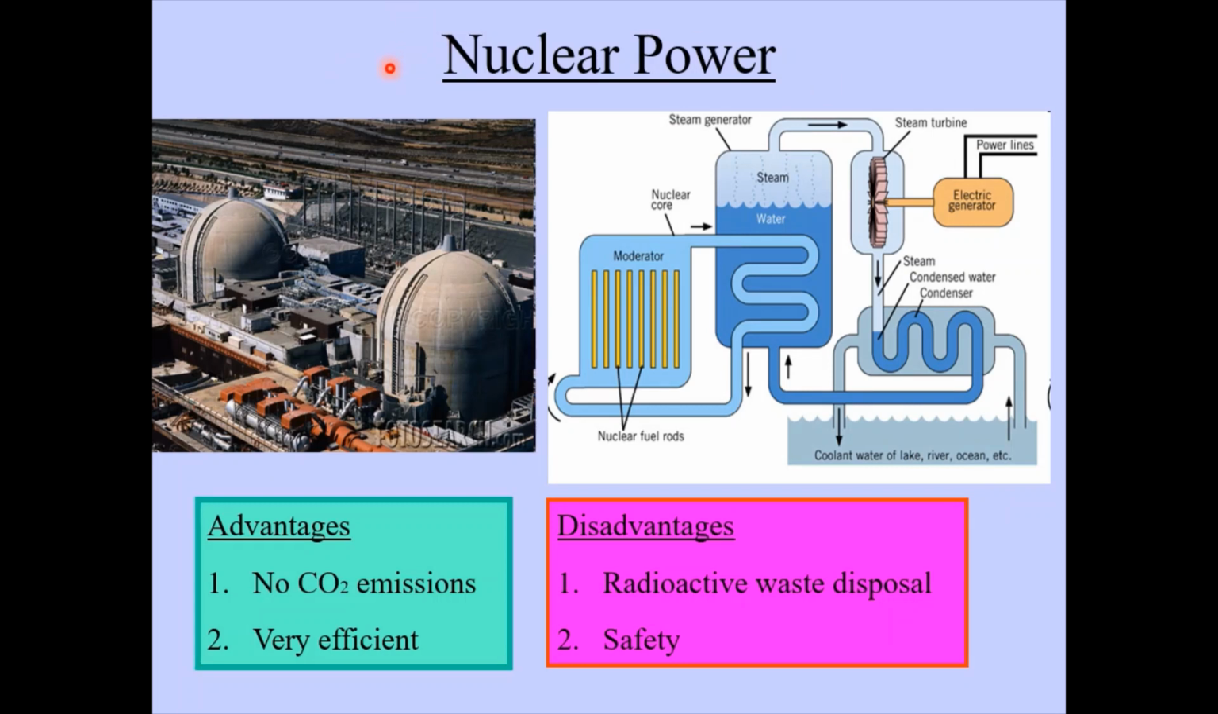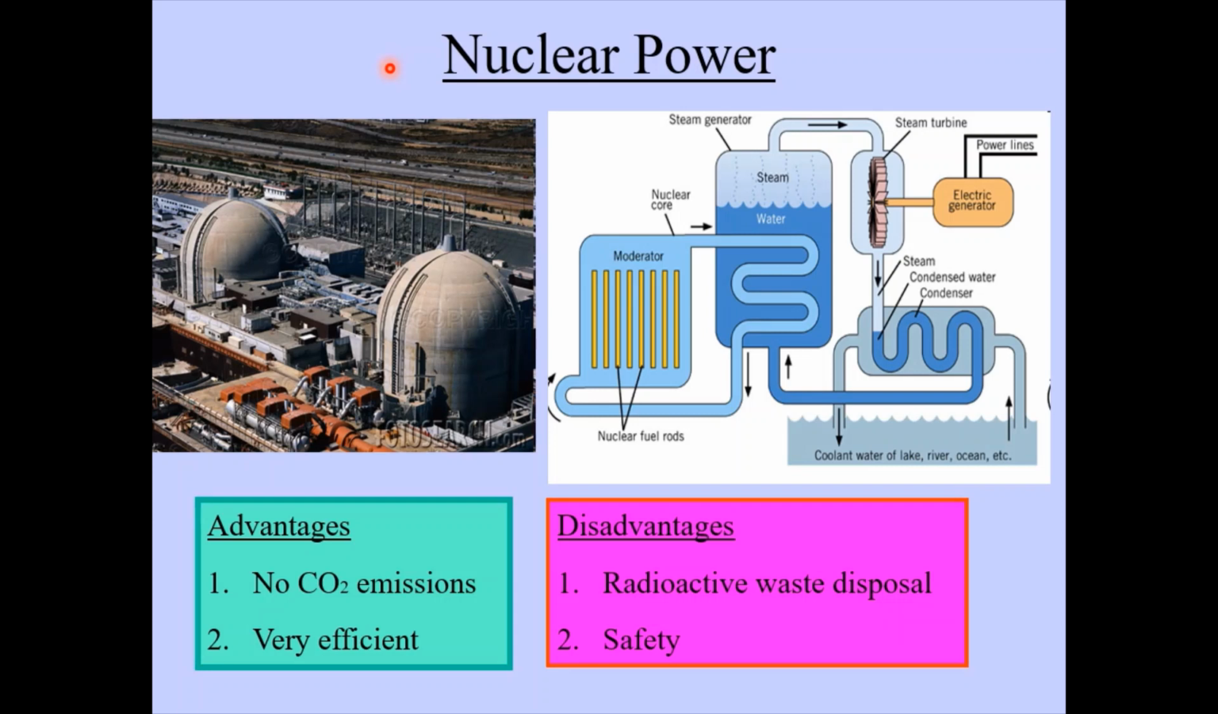The original application of nuclear power and energy was actually to build nuclear weapons during World War II. But after that, it was also realized that nuclear power could be harnessed to produce electricity. And so as a result, there are many, many nuclear power plants throughout the world that supply electricity, basically.